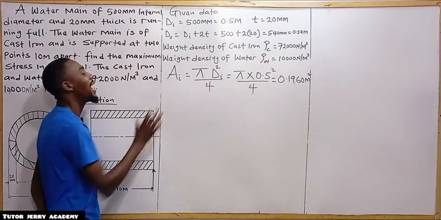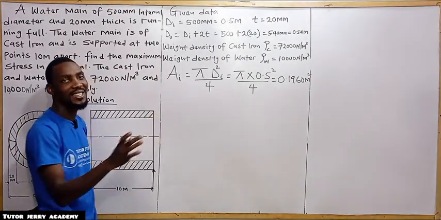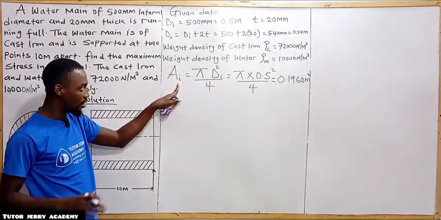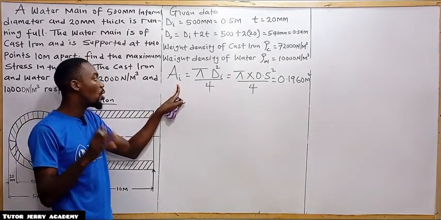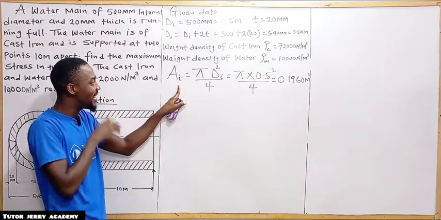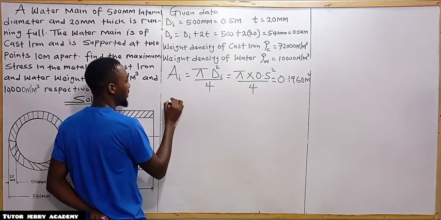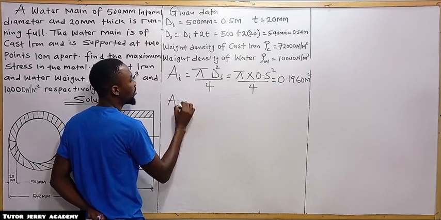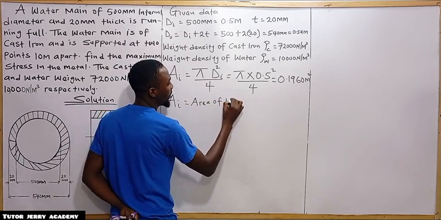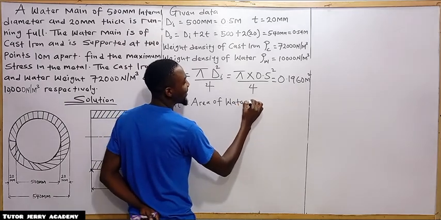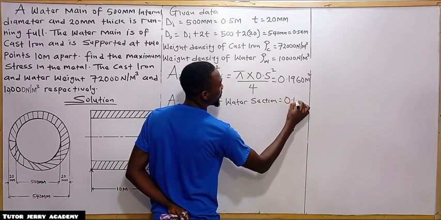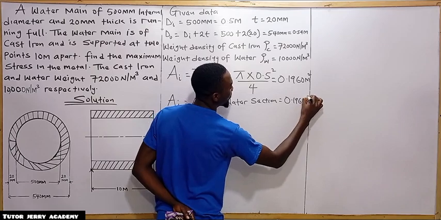All right. And you are going to take note carefully that this internal area of the pipe that we just calculated is also equal to the area of the water section in the pipe. Let's write it: it is equal to the area of water section. So everything will be equal to 0.1960 meter square.